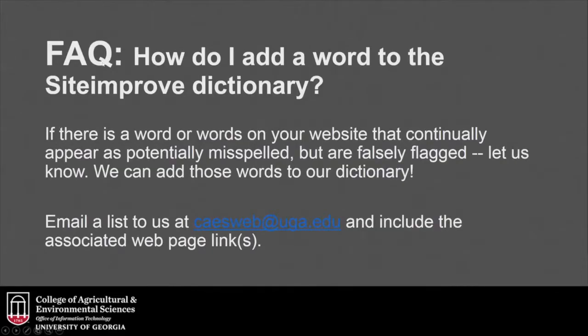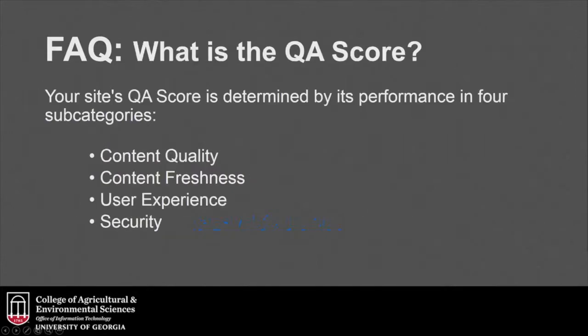Okay, this is what we were talking about a minute ago. A frequently asked question is, how do I add a word to the Cite Improved Dictionary? If there is a word that you need to add that continually appears as being potentially misspelled, but it's falsely flagged, you can just let us know and we'll add those to the dictionary. Okay, what is the QA score? Your site's QA score is determined by its performance in 4 subcategories, and we're going to talk about each one of these individually.